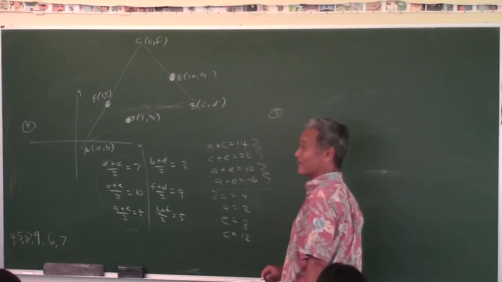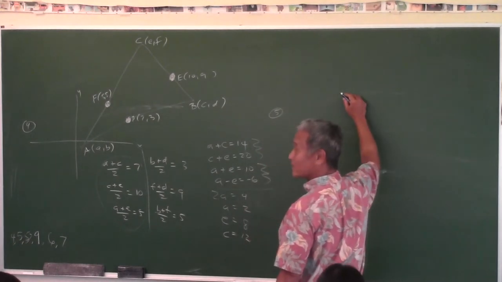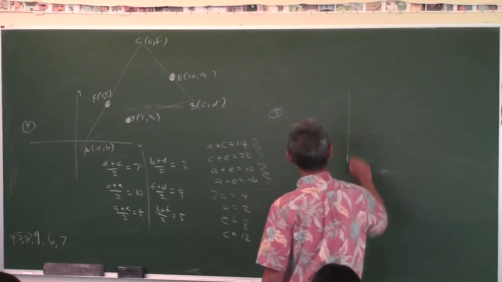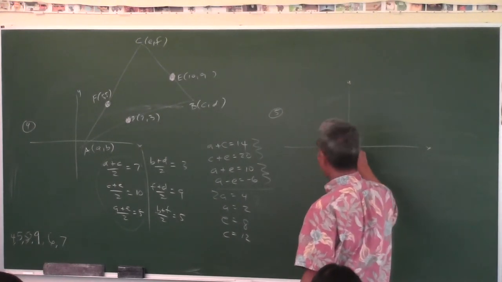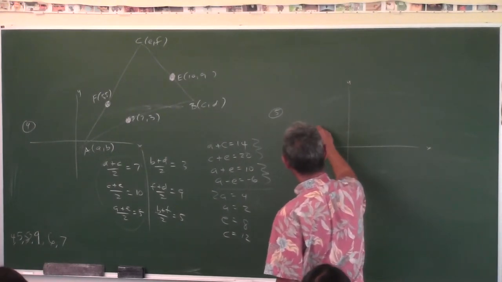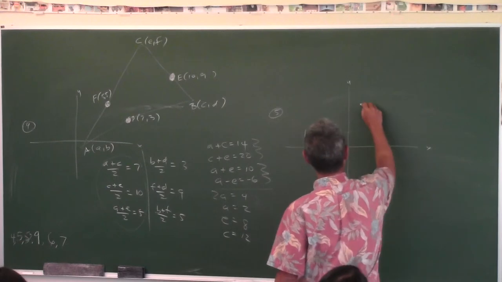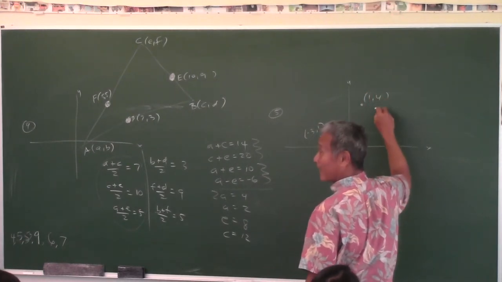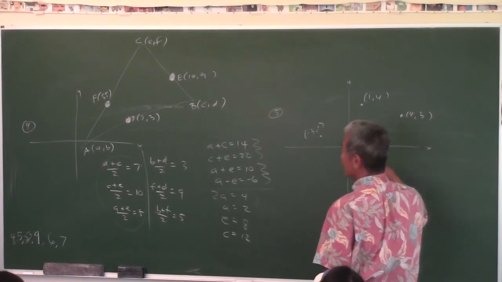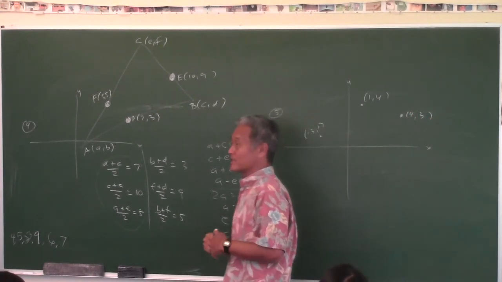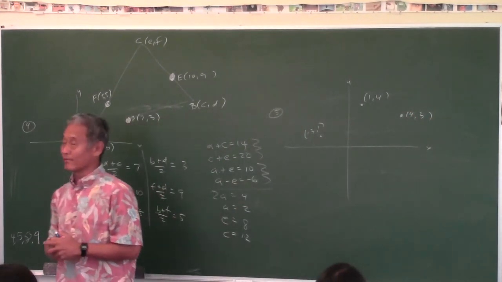Now, number five. Okay, look, you want to draw a picture? Yeah, let's draw a picture. Of course we should be drawing a picture. Okay, negative 3, 1. 1, 4. And 4, 3. Something like this. These three points are three vertices of a parallelogram. Find the coordinates of the fourth vertex.